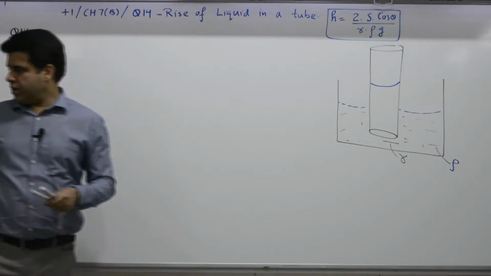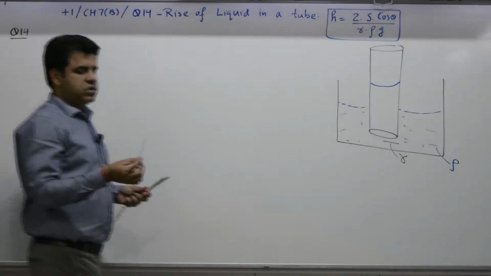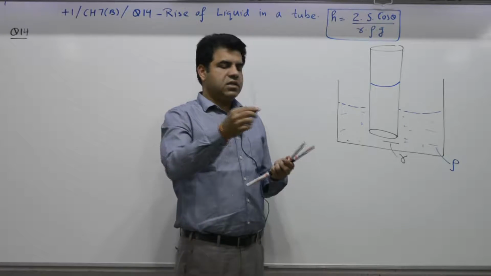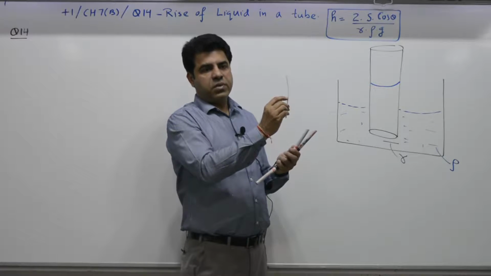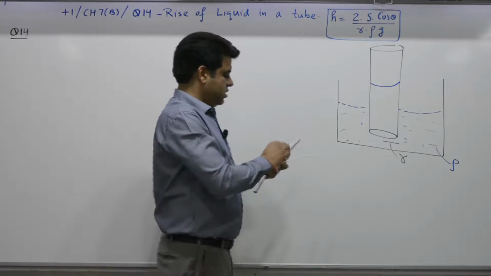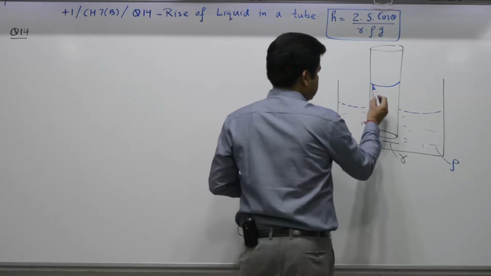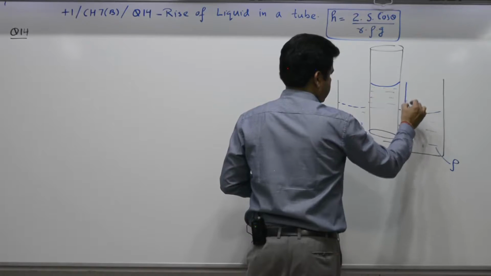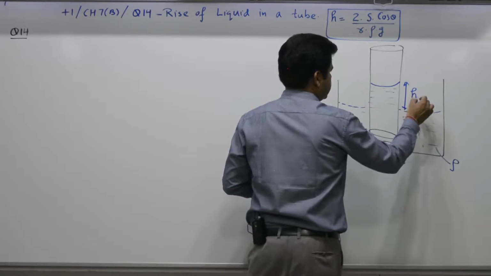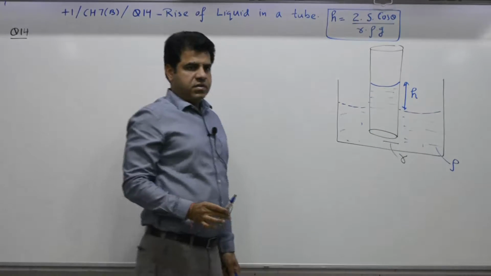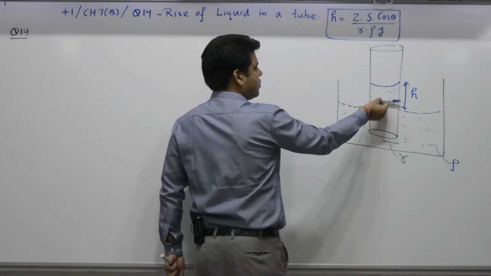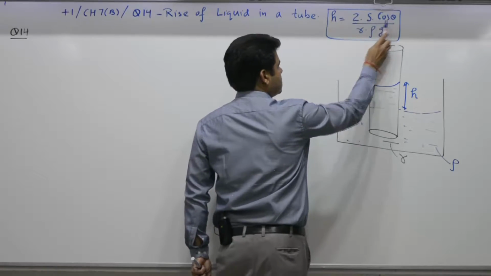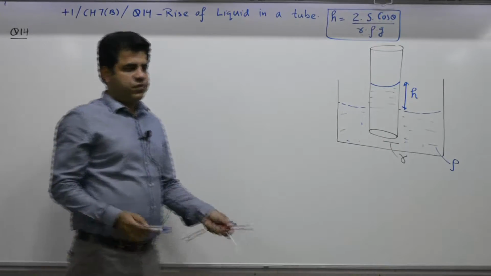The phenomenon, as we have discussed in the previous question: if you have a cold drink and you put a straw in the cold drink, the liquid rises above the normal level. This rise of liquid, h, is a rise of liquid in a capillary. We want to prove h = 2S cos theta by r rho g. This is what we want to prove.